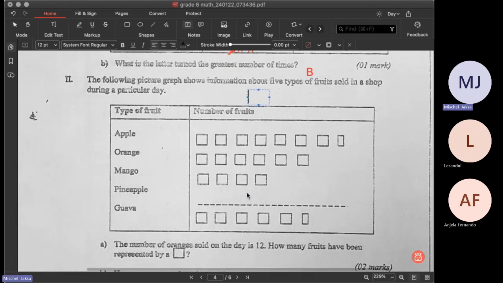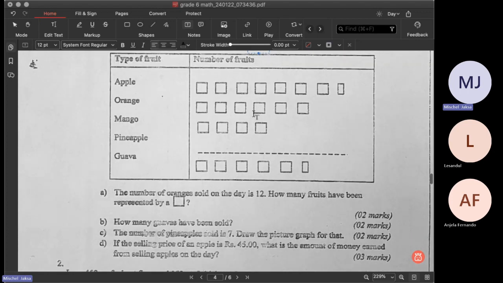Next one. The following picture graph shows information about 5 types of fruits sold in a shop during a particular day. Type of fruits we have apple, orange, mango, pineapple, and guava. And we have the number of fruits represented in a picture graph. The number of oranges sold on the day is 12. How many fruits have been represented by the square?